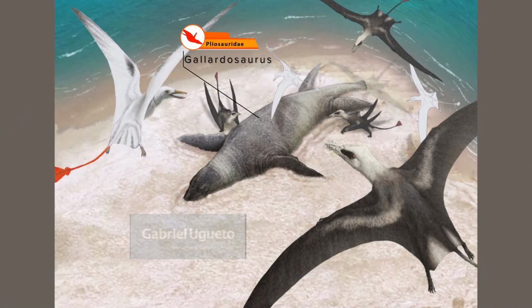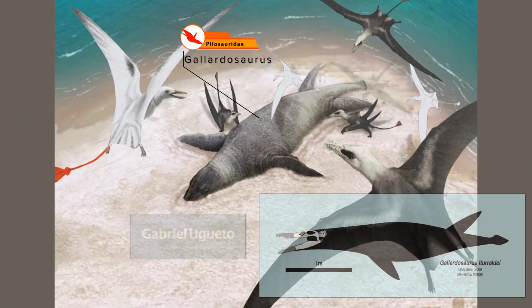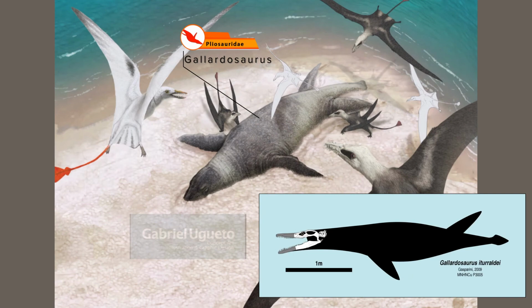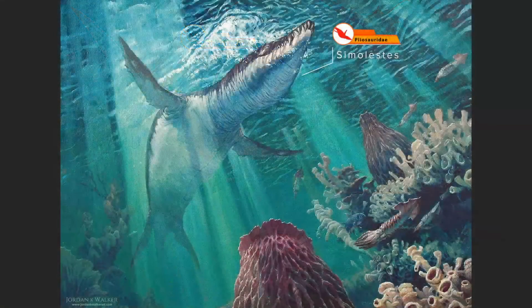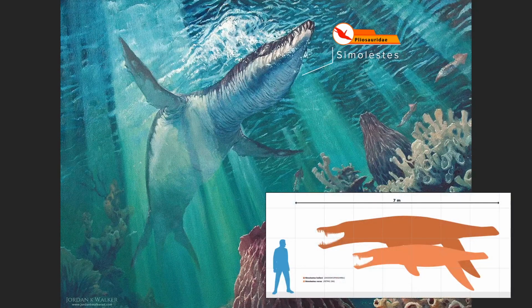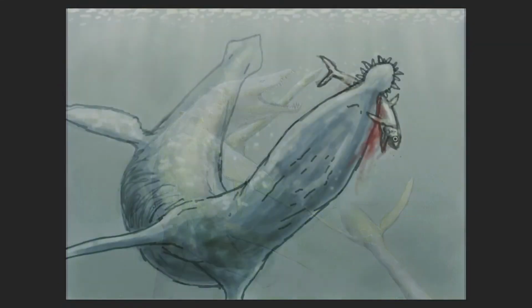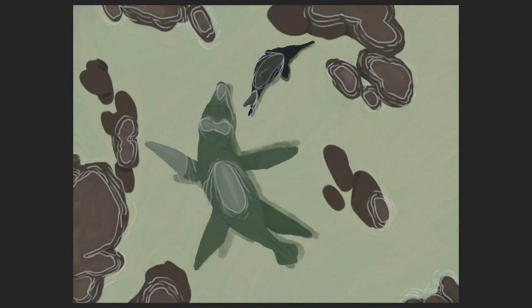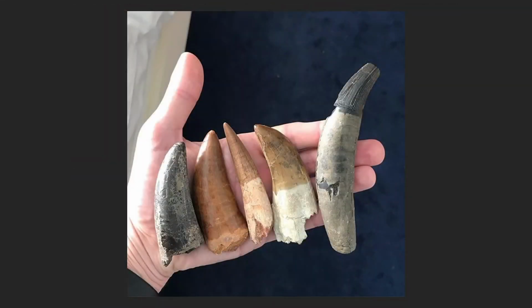And of course, we have some aquatic animals like the Pliosaurus, Gallardosaurus that you saw previously. We have very few bones of it, so we don't know exactly how it looked like. And we finally get to the big Pliosaurus. This is Simolestes. It's about 7 meters long, not fully. But what is intimidating is not so much its size. So a few pictures to go through. I need to really rush now.